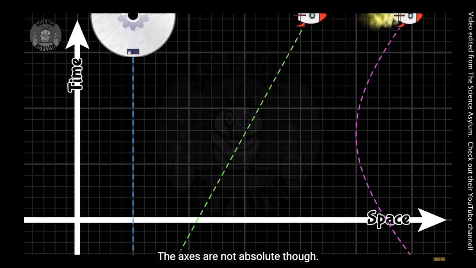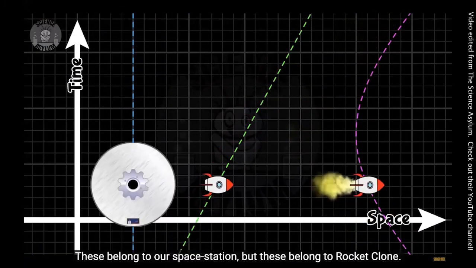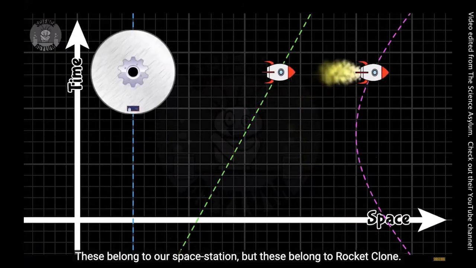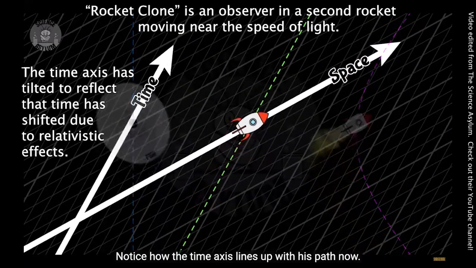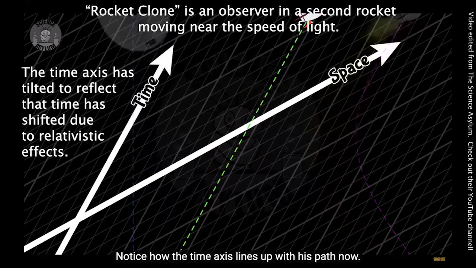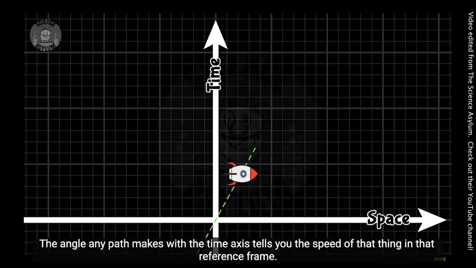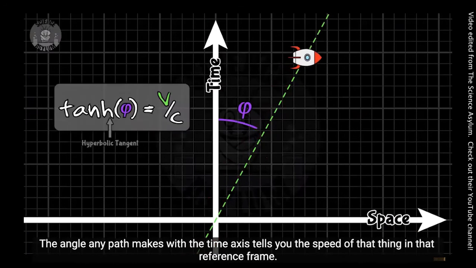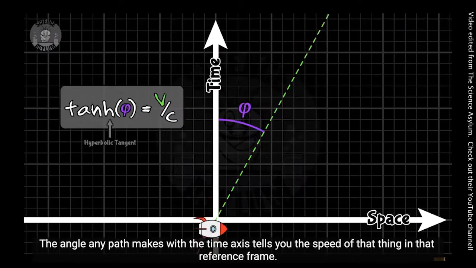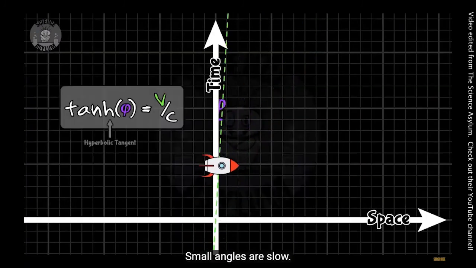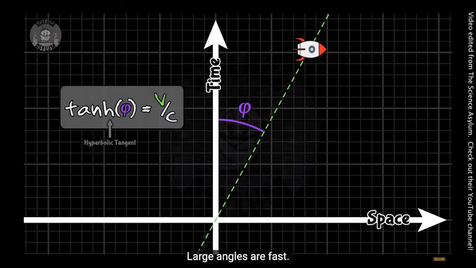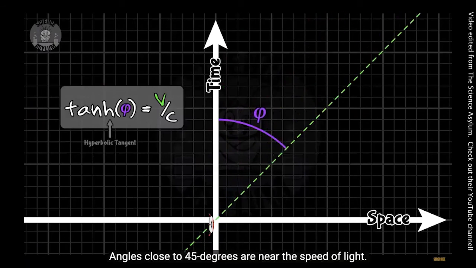The axes are not absolute, though. These belong to our space station, but these belong to Rocket Clone. Notice how the time axis lines up with his path now? The angle that a path makes with the time axis tells you the speed of that thing in that reference frame. I repeat, speeds are measured as angles. Small angles are slow. Large angles are fast. Angles close to 45 degrees are near the speed of light.